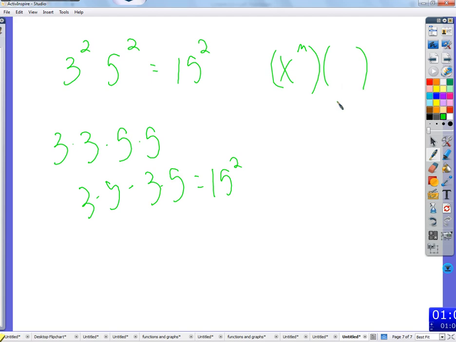So x to the m, and then another x to the m. Should it be x? Or maybe y. Oh, yeah, y, because it could be x, but it could be something else. Yeah. And in general, we could write that as xy, the whole thing, to the m power.